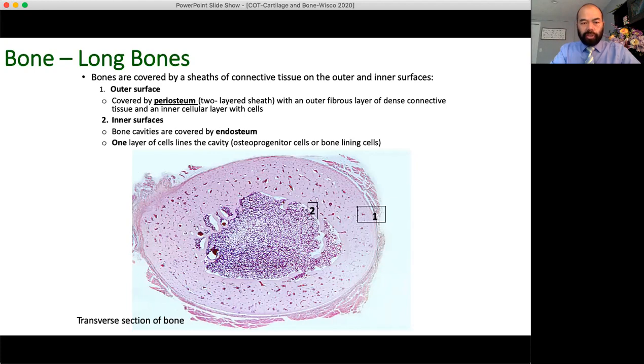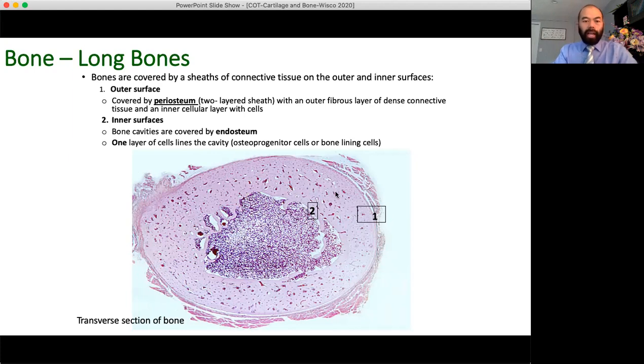Then the inner surface of the bone in here, this part lines the bone cavity, and instead of being lined by a periosteum, the way to remember this is peri means around and endo means within. So the endosteum is a cellular layer that lines the bone all the way around these spaces and separates the marrow cavity from the actual bone tissue.